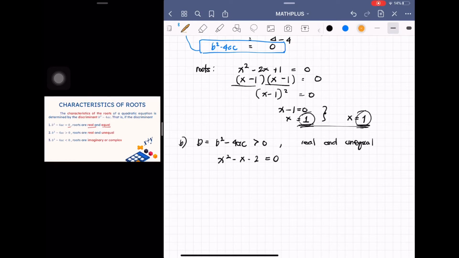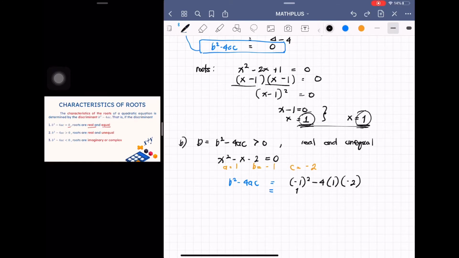If we set a equivalent to 1, b equivalent to negative 1, and c equivalent to negative 2, and we solve for b squared minus 4ac here, that would be equivalent to negative 1 squared, since negative 1 is b, minus 4 times a, which is positive 1, times c, which is negative 2. And this will give us positive 1.